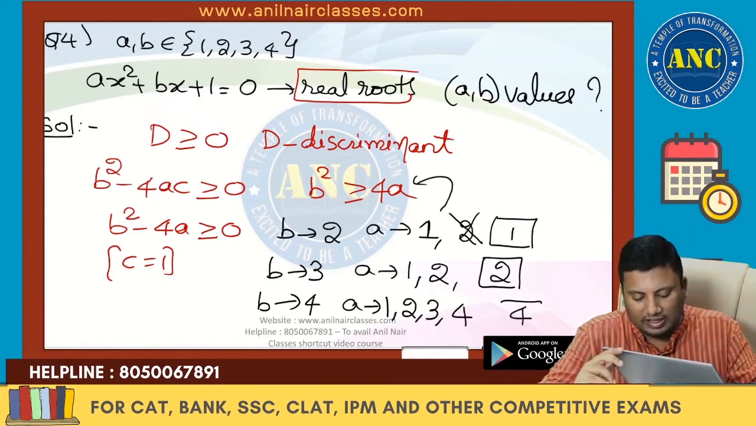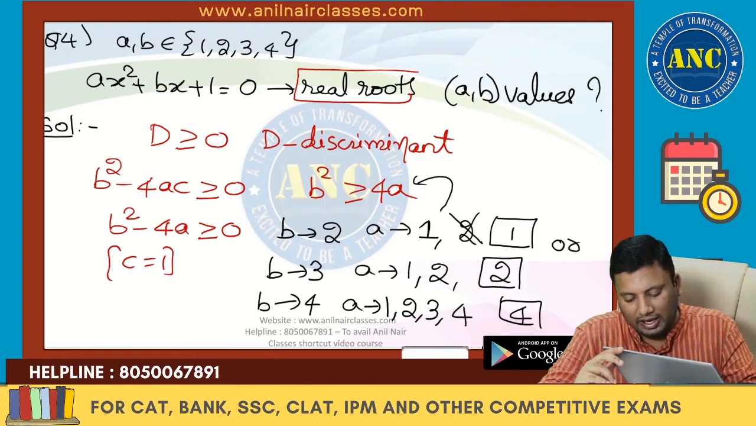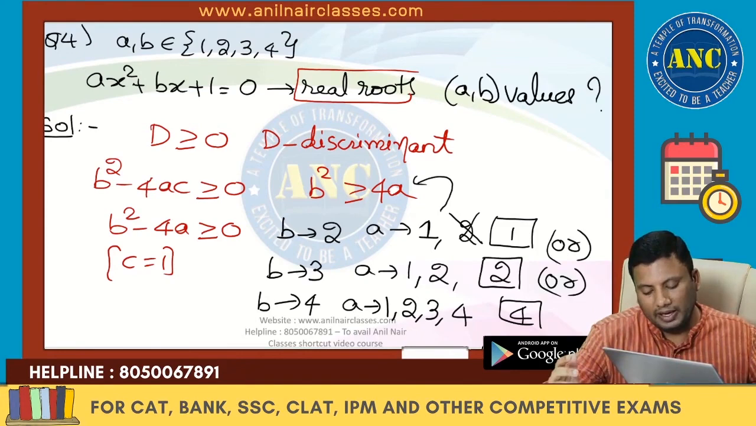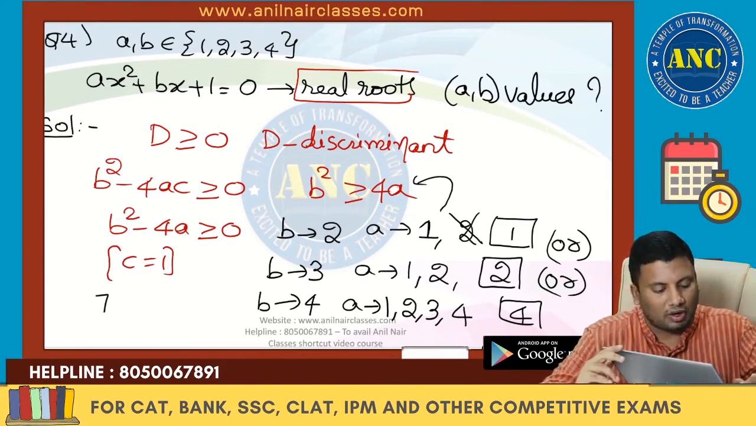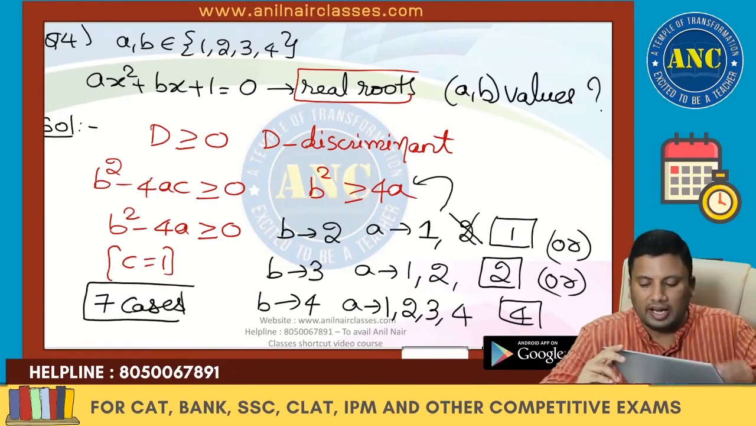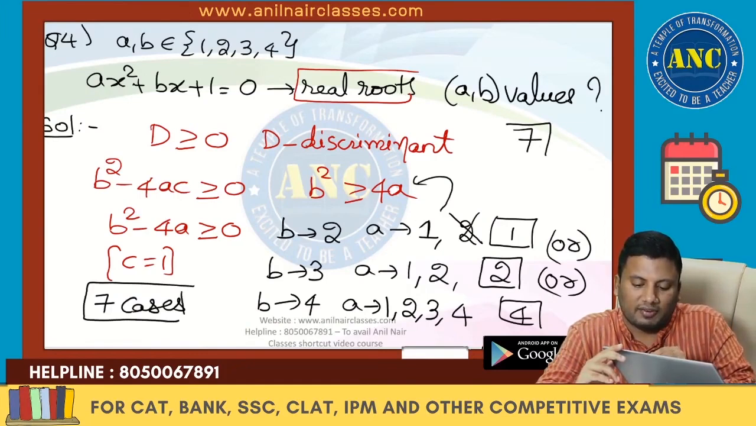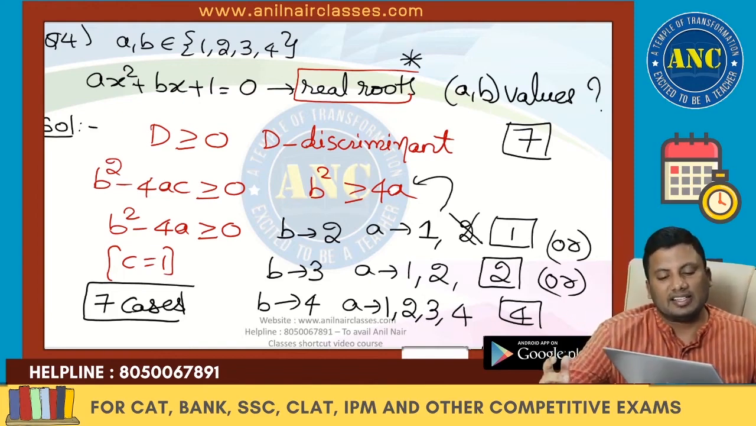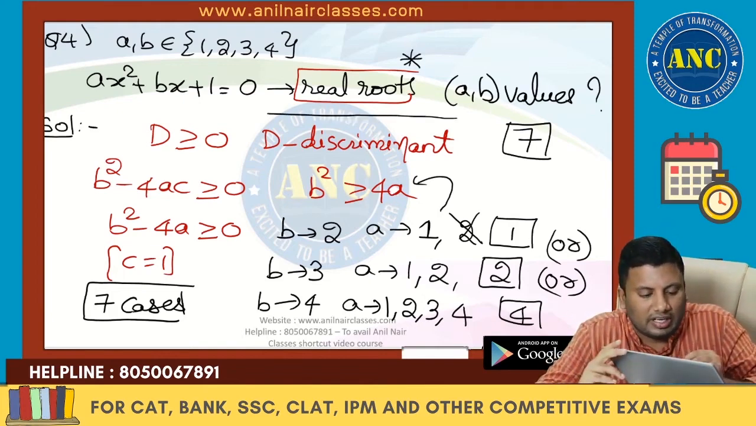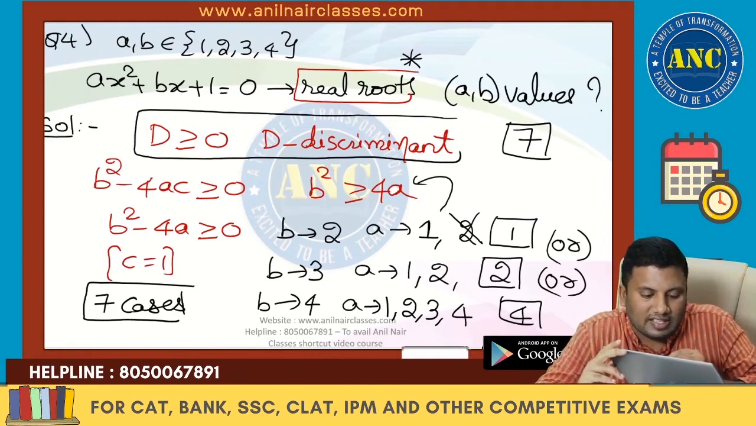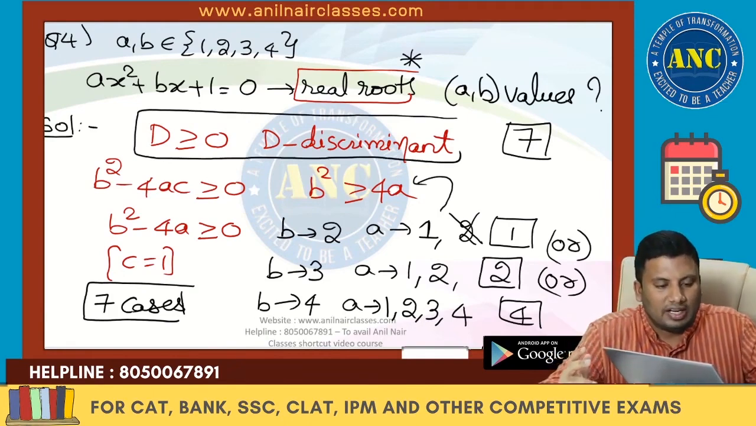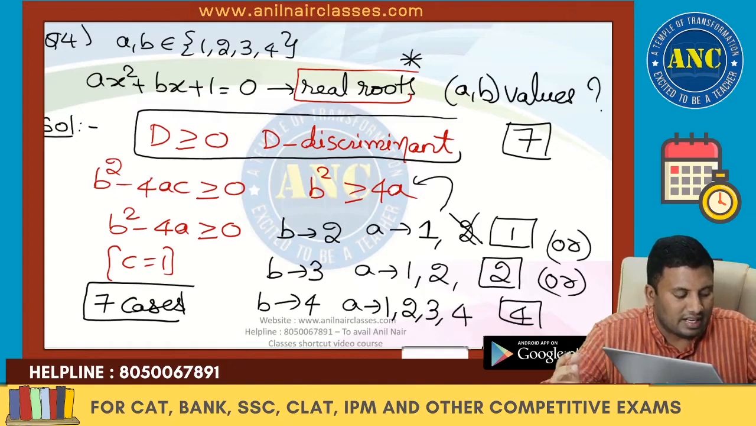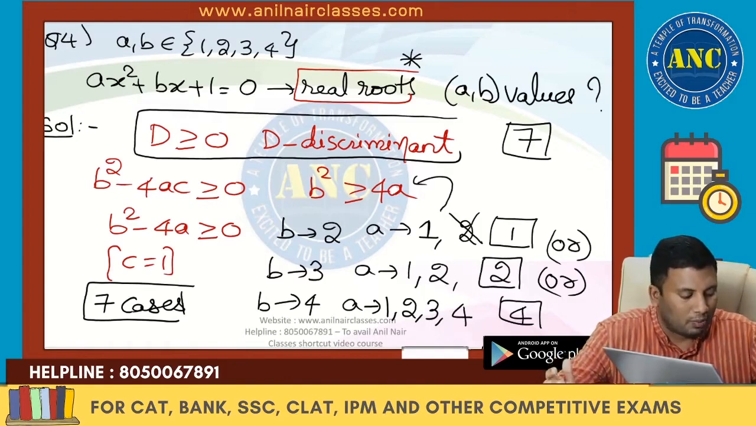Again, how many cases? 4 cases. Either B can take 2 or B can take 3 or B can take 4. So total how many cases are possible? 7 cases are possible. A and B can take total 7 values. The root cause of this problem is because it is a real root. Real root, discriminant is always greater than or equivalent to 0. I hope it is clear.